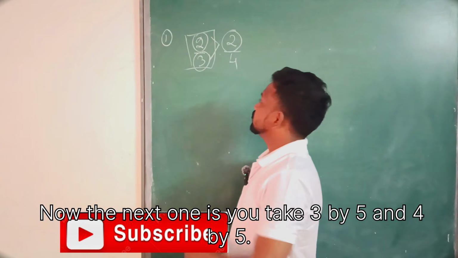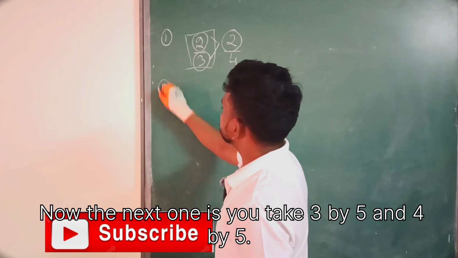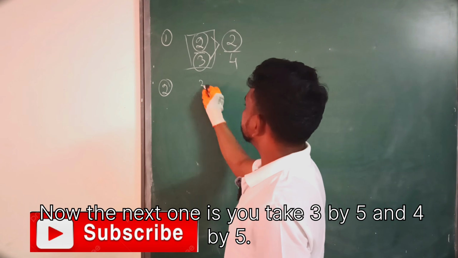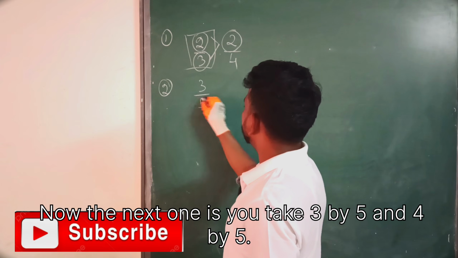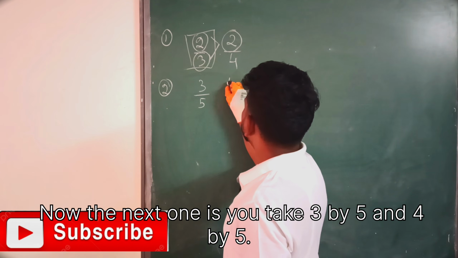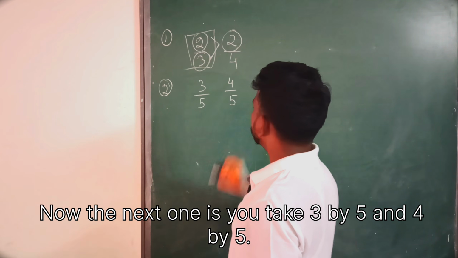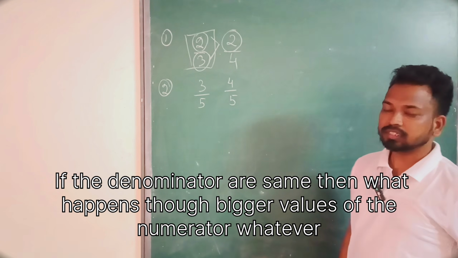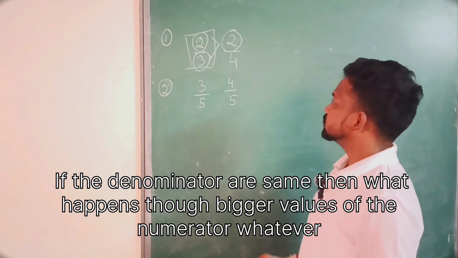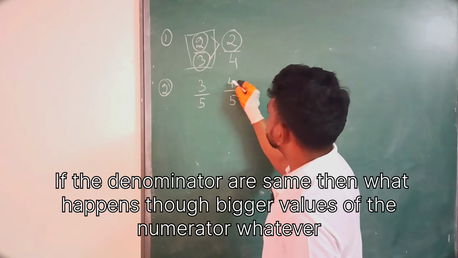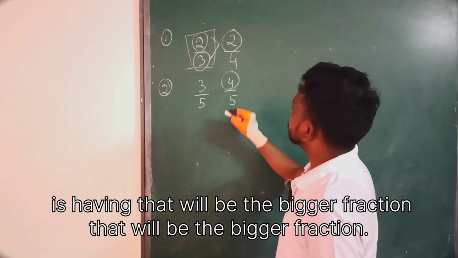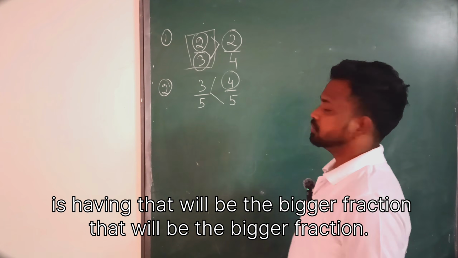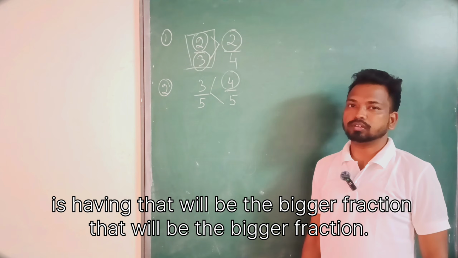Okay, now the next one: if you take 3 by 5 and 4 by 5. Now what happens, students? The denominators are same. If the denominators are same, then the fraction with the bigger numerator will be the bigger fraction.